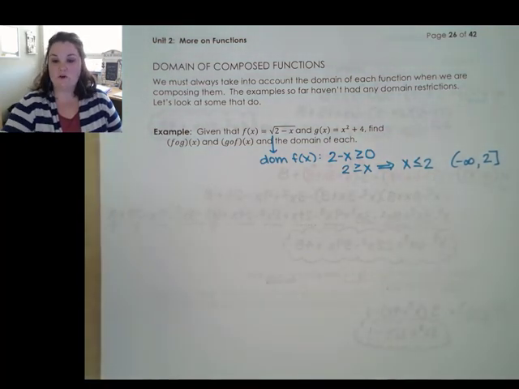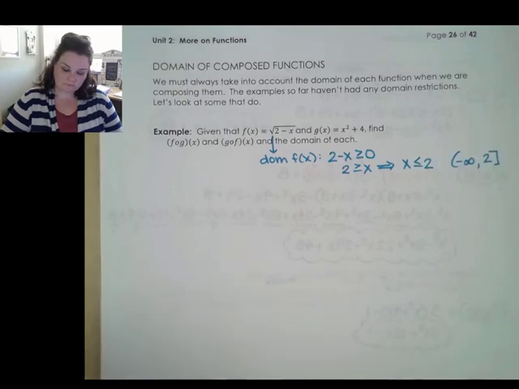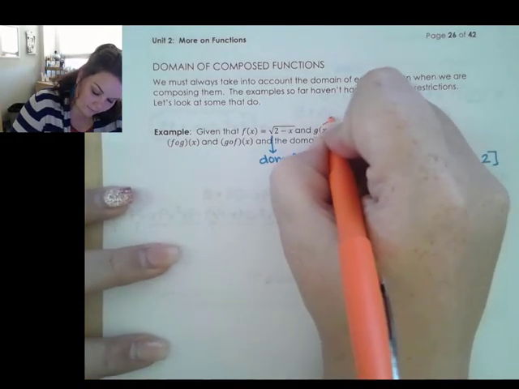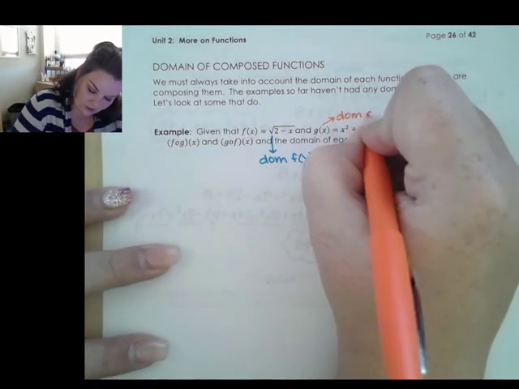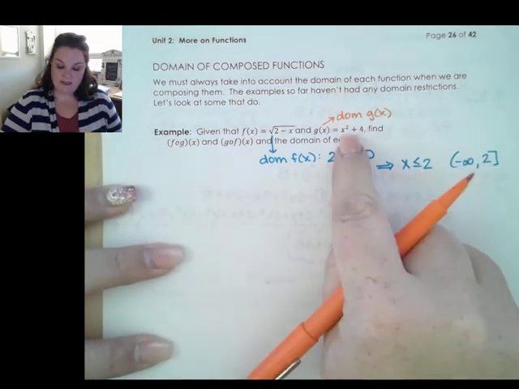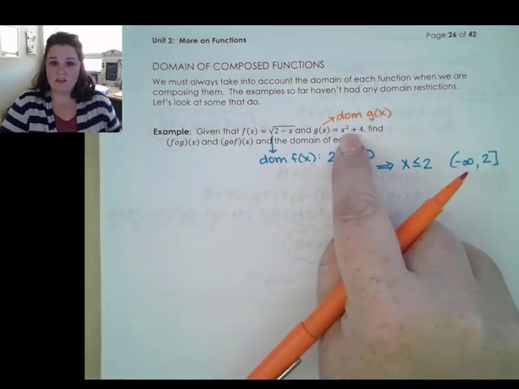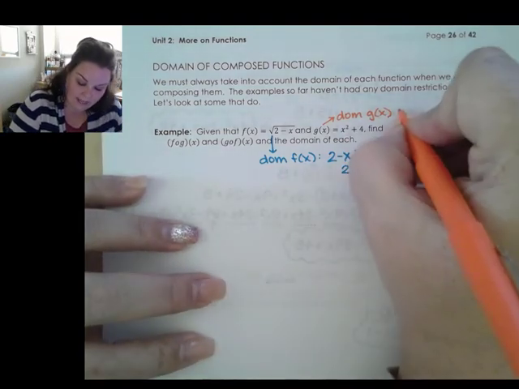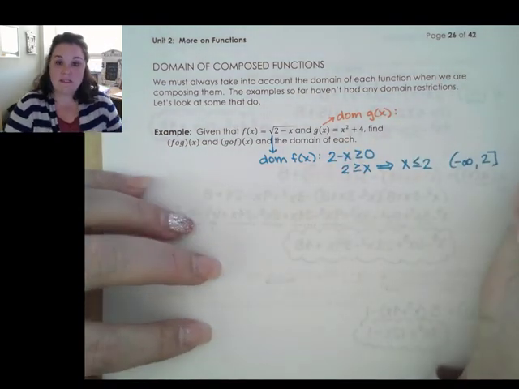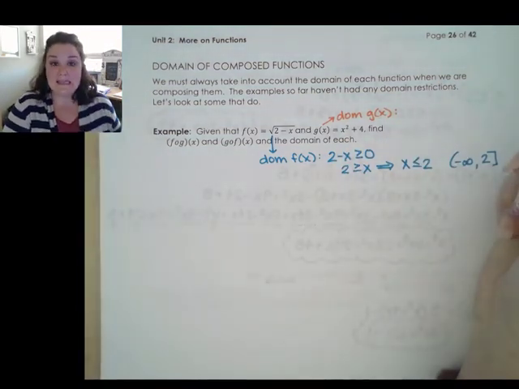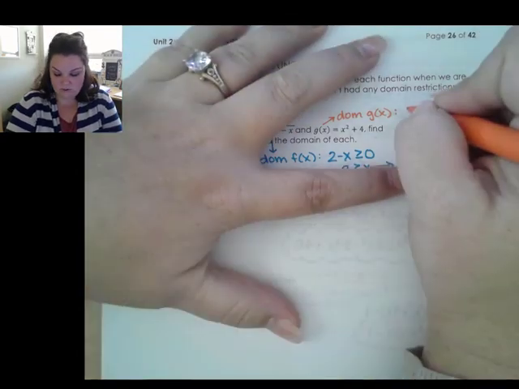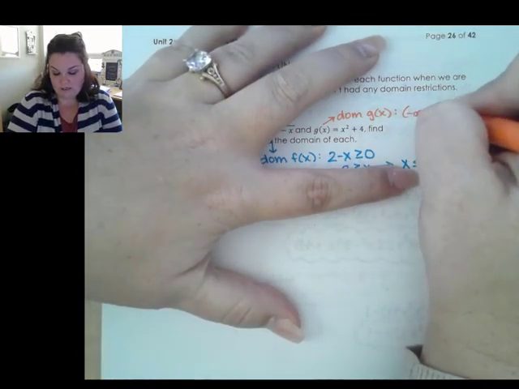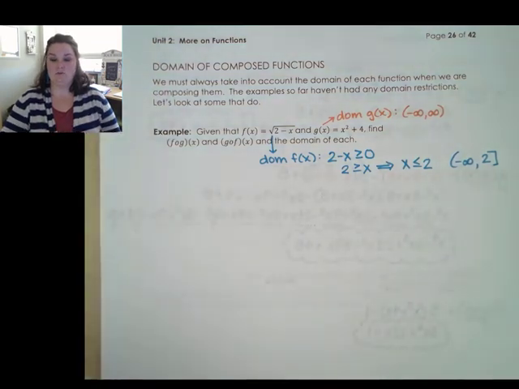Then if I look for the domain of my g function, domain of g of x, if I look at this one, notice I don't have any denominators to worry about, and I don't have any radicals, right? I don't have any square roots, fourth roots, anything like that to worry about. So when we have no issues, that means that we can plug anything into this function, right? So this would be from negative infinity to infinity. I have no issues with that one.